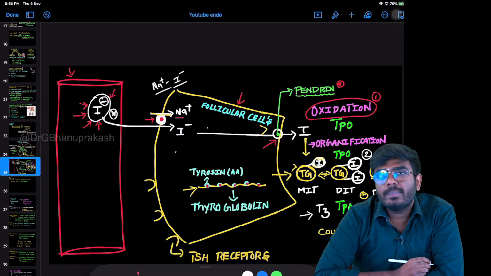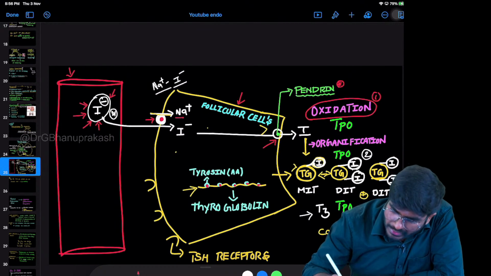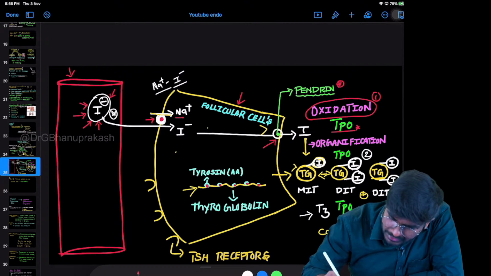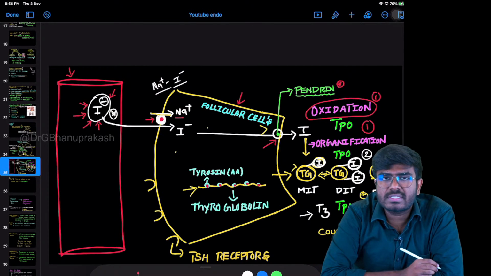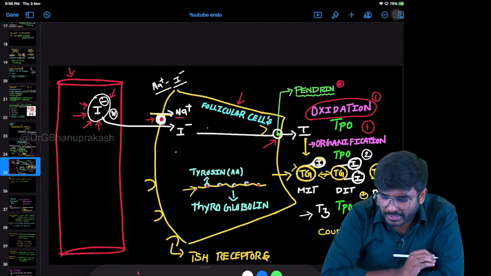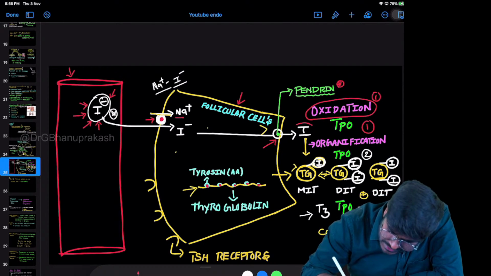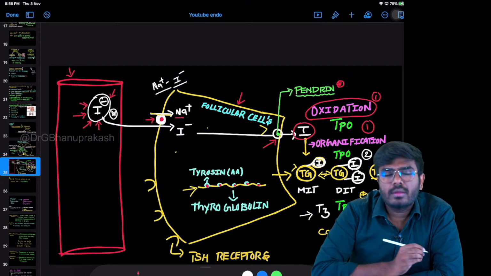Now, this oxidation is done with the help of an enzyme called thyroid peroxidase, TPO. This is the first step. So, what is the first step in thyroid hormone synthesis, T3, T4 synthesis? Oxidation. Now, we have this iodide here.